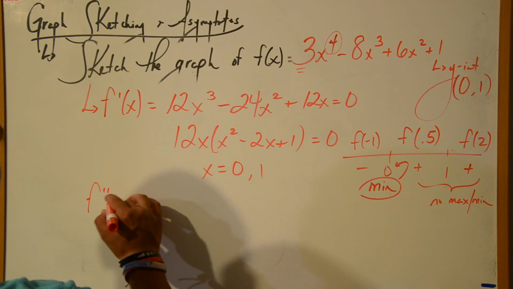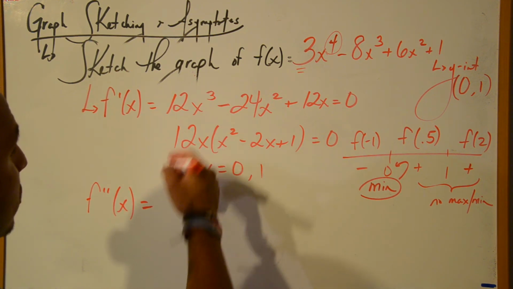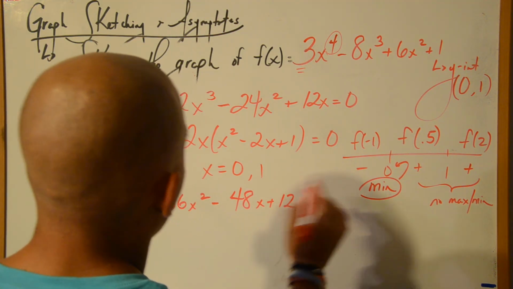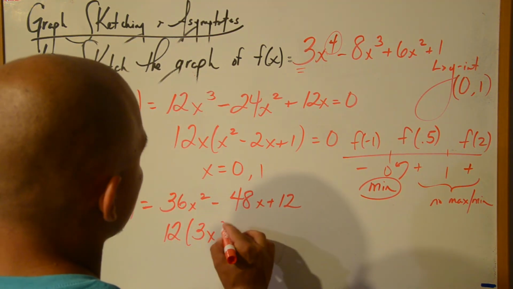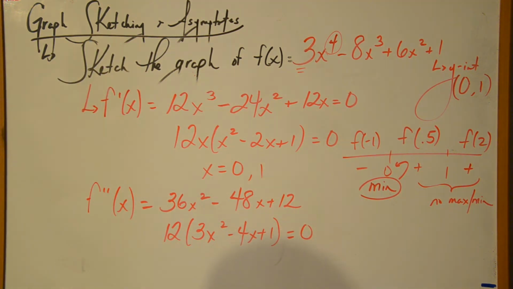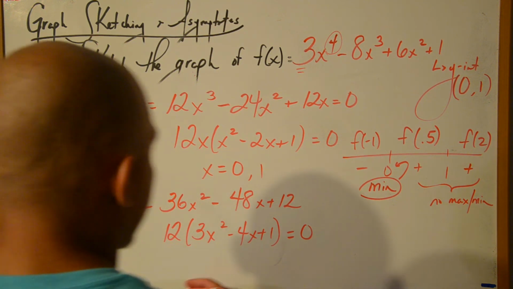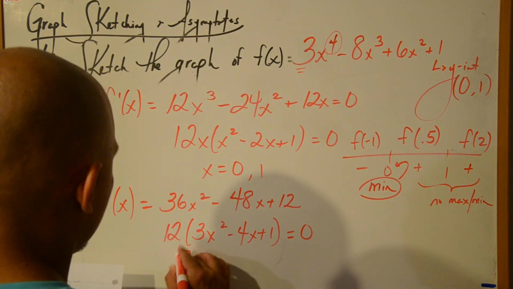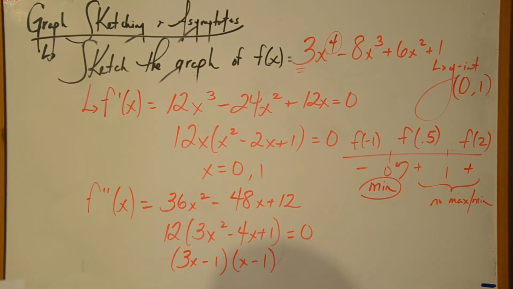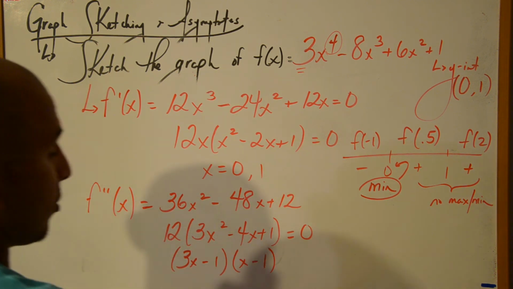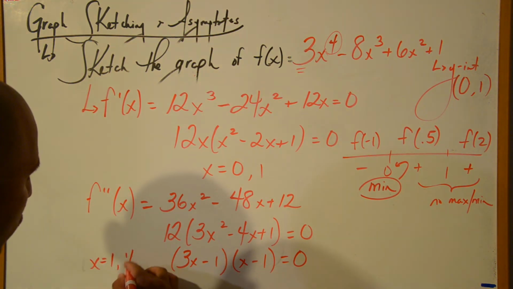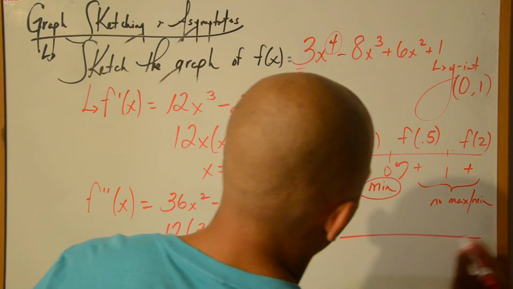We must now check concavity. So I'm going to derive this, 36x squared minus 48x plus 12, and run that same process, 3x squared minus 4x plus 1, and set that equal to 0. In doing so, I can factor this as (3x minus 1)(x minus 1). And you can clearly see that at x equals 1 and 1/3, we have potential points of inflection.